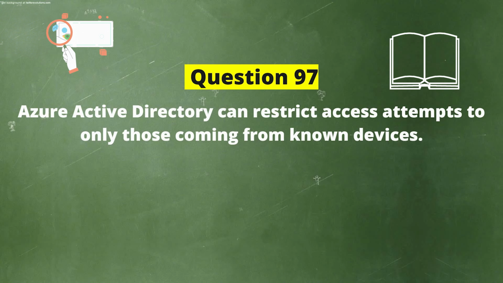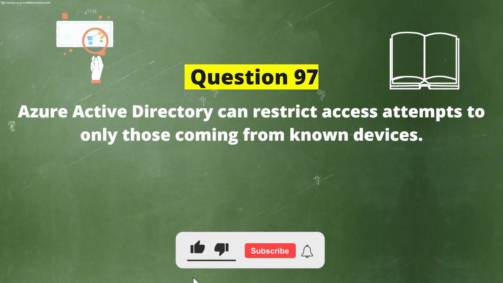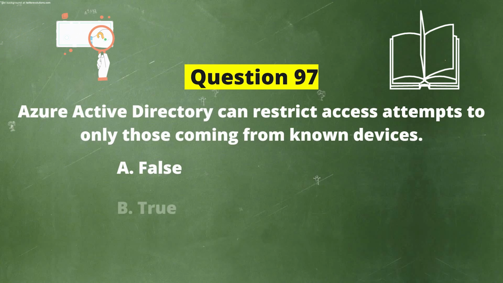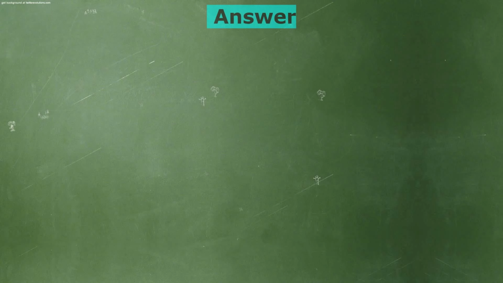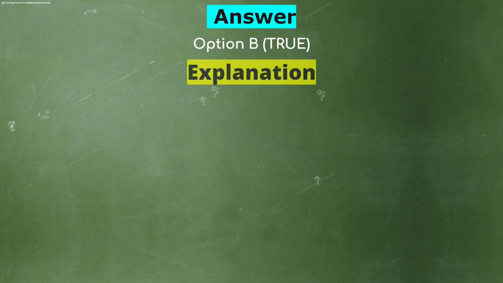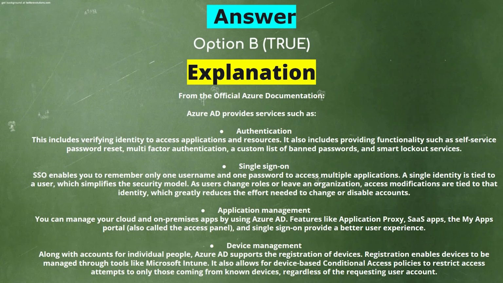Next question. Azure Active Directory can restrict access attempts to only those coming from known devices. Option A, false. Option B, true. And the correct answer is option B, true. Explanation. From the official Azure documentation, Azure AD provides services such as authentication. This includes verifying identity to access applications and resources.